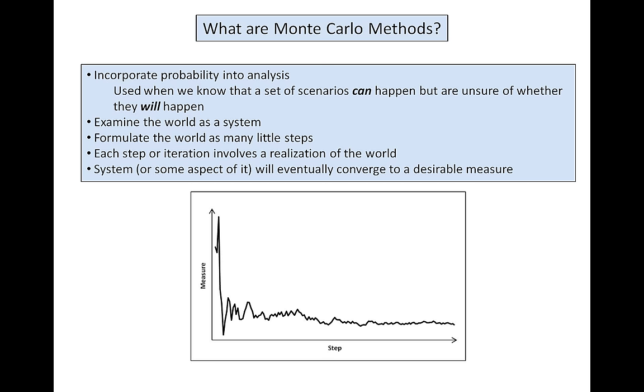We got a question from Syed. Why do we need to converge to a desirable measure? Well, why do we need it to converge? Because if it doesn't converge, then nothing. And that's actually not an unreasonable question. We can create Monte Carlo systems that don't converge, but the problem is if these systems don't converge, then we don't get anything useful out of it.